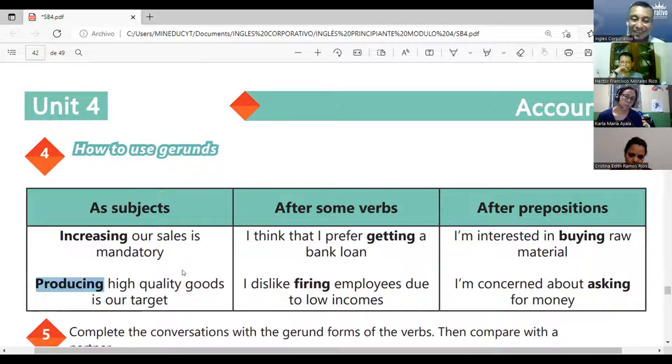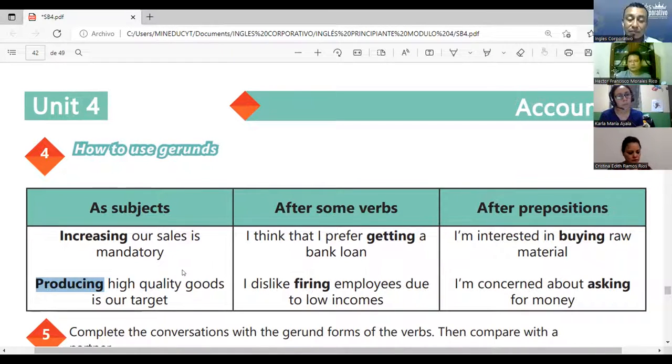Or what else? Checking the cell phone at work is not permitted. Or maybe checking Facebook, right? Checking Facebook in the workplace is not permitted. Estamos usando ese checking como un sujeto y a la vez es un gerundio, okay? Do you have one example? ¿Tienen un ejemplo?